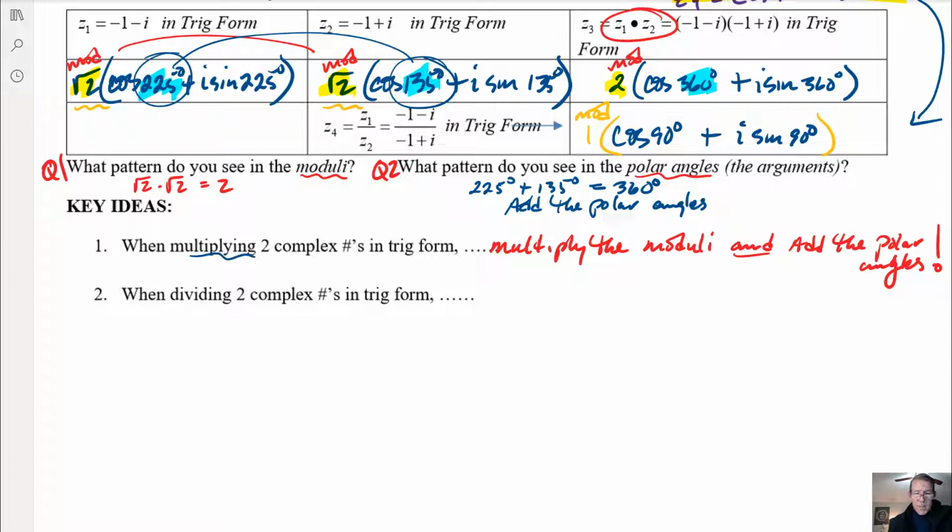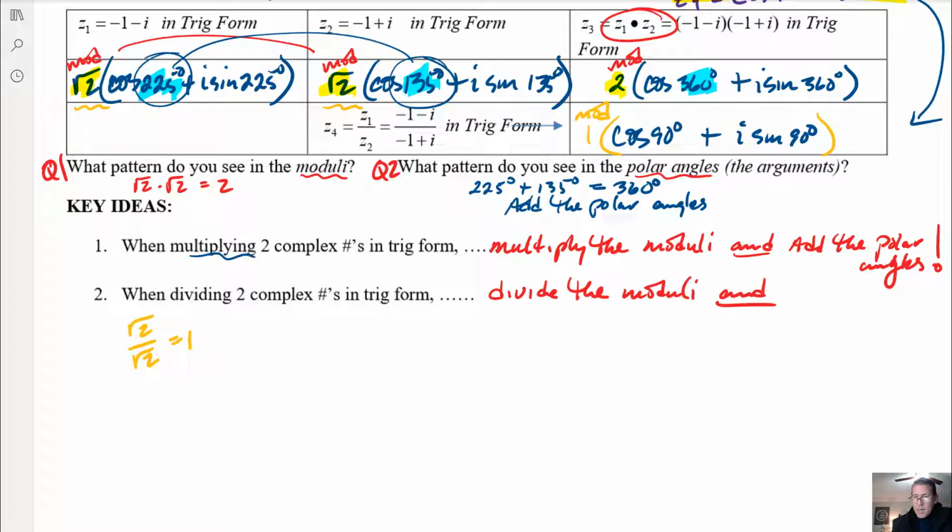So do you add or subtract the moduli to get the new modulus? What do you do with root 2 and root 2 to get 1? Hopefully you see that root 2 divided by root 2 is 1. So you want to divide the moduli. On the first one, we said if we multiply the numbers in trig form, then we multiply the moduli. Well, if you divide complex numbers in trig form, you divide the moduli. So when dividing two complex numbers in trig form, let's write the result here in red. You divide the moduli, because root 2 divided by root 2 is 1.